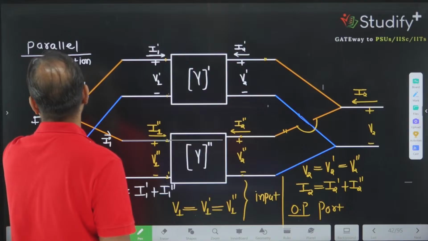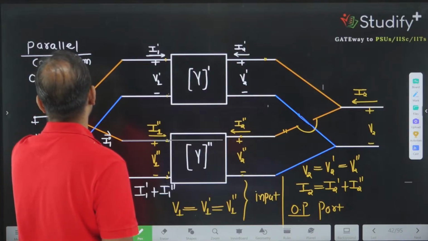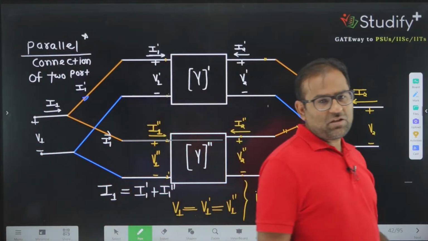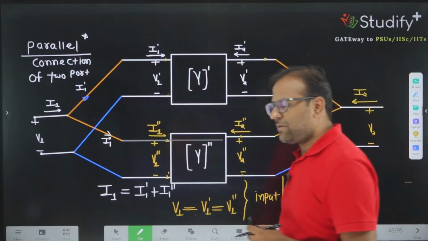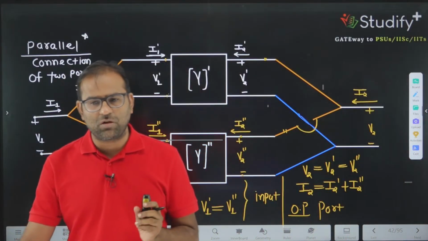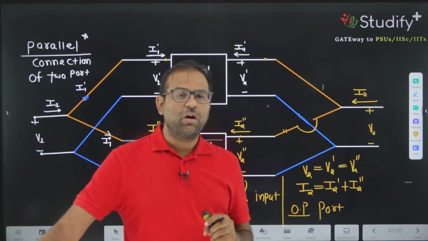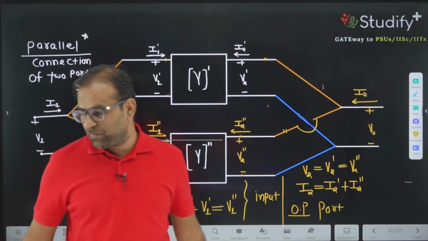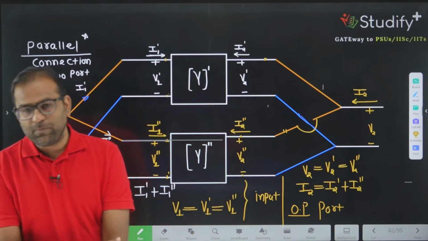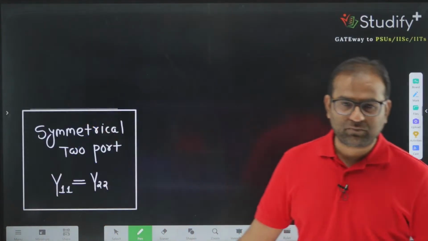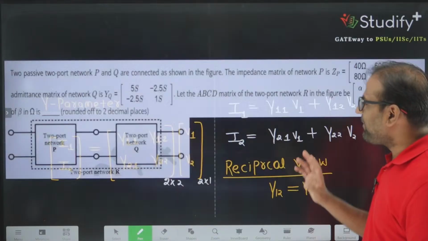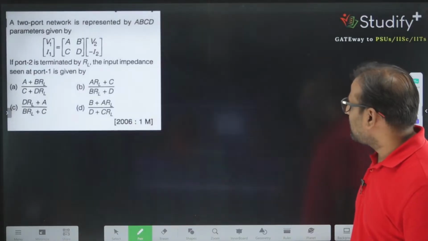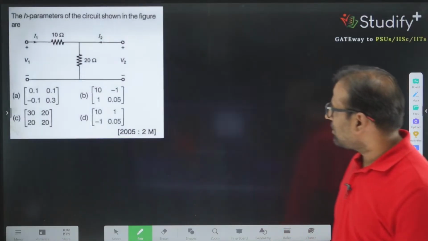Of two port, and this is the parallel connection of the two ports. So we have talked about everything. We have talked about the reciprocity condition. We have talked about the symmetrical condition. We have talked about the parallel combination when the Y parameter is given for a two port network. Now let's go to the questions based on this Y parameter. So we will talk about few previous year questions, and we will talk about some questions from the books.